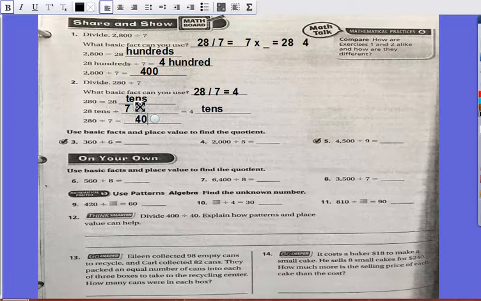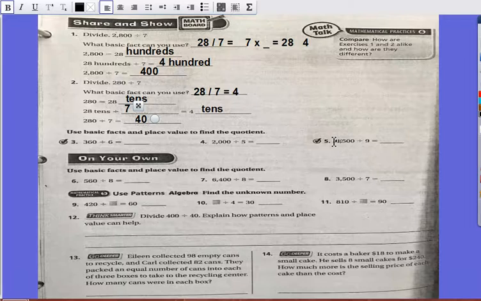Alright, so in the next part, use basic facts and place value to find the quotient, to find the answer. So number 3, I want you to try that by yourself. Just pause the video and see if you can figure that one out first. Then I'm going to go through and give you the answers on these.